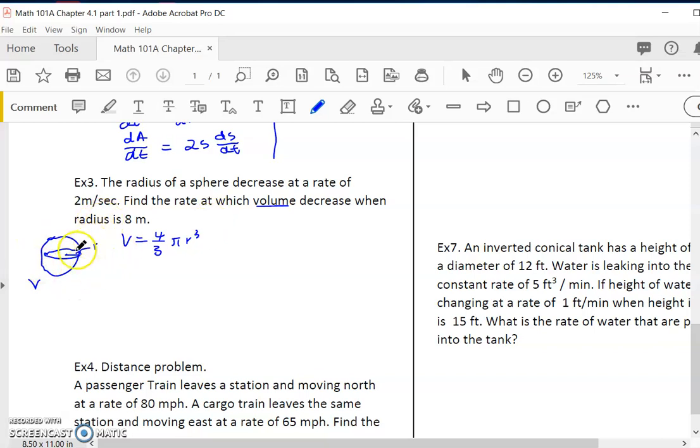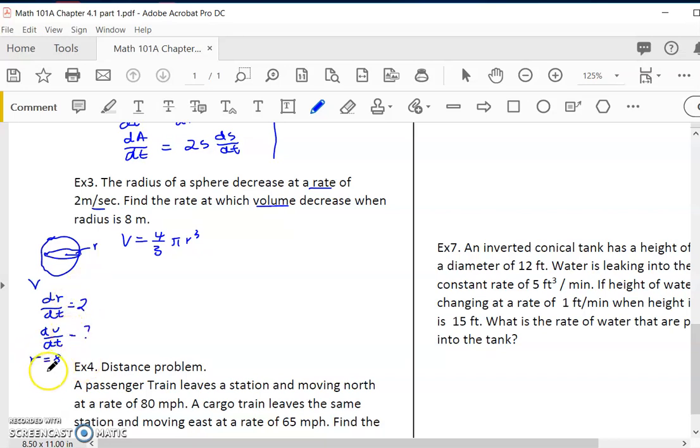So r is 8, do not write it here because it's changing. It's just at the moment when r is equal to 8, what is the rate? So what do they want? The radius is changing at a rate, right? So that means dr/dt is given. dr/dt is 2. And we need dv/dt, which is unknown. And also we know r is 8.